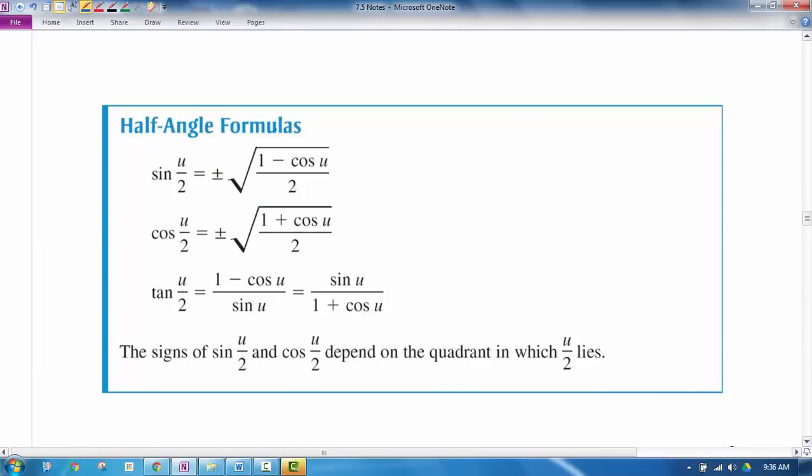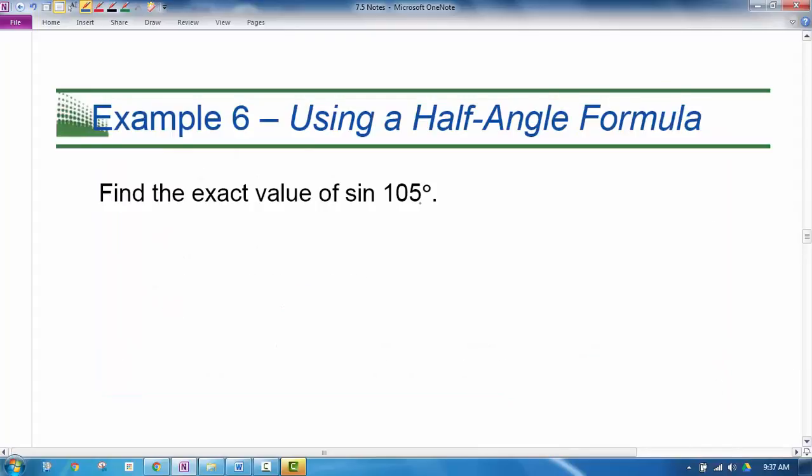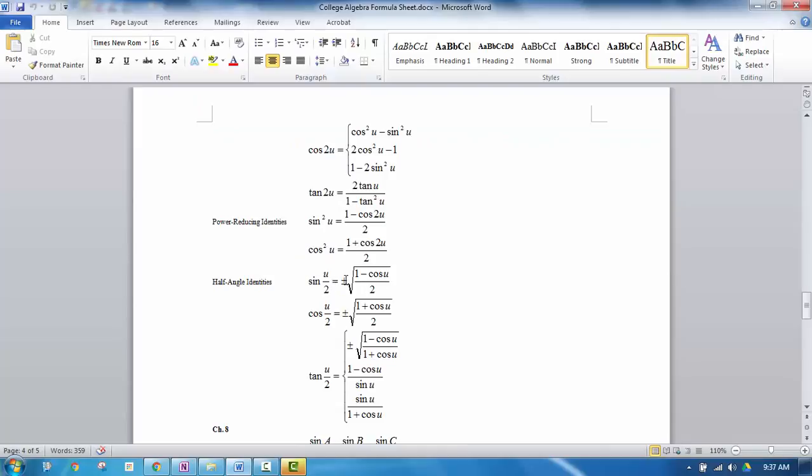All right, so the next are half angle formulas. These are just different formulas. Once again, we'll probably use sine over cosine for tangent. Let's do an example now where we use them to find the sine of 105. So let me rewrite this as the sine of 210 over 2, because we have 210 on our formula sheet for the exact value. And let me write down the formula for the sine of an angle over 2, which is right here: plus or minus the square root of 1 minus cosine of u over 2.